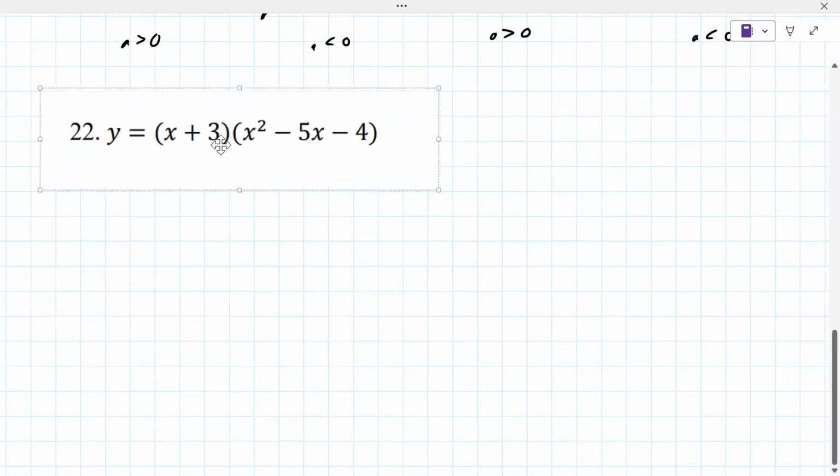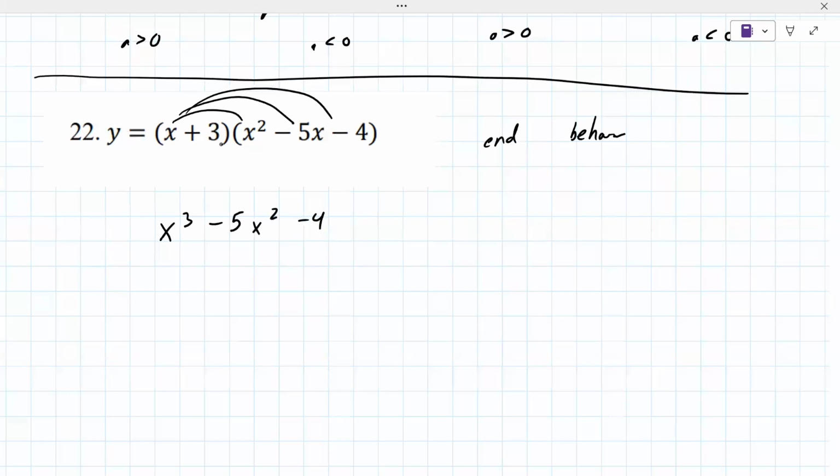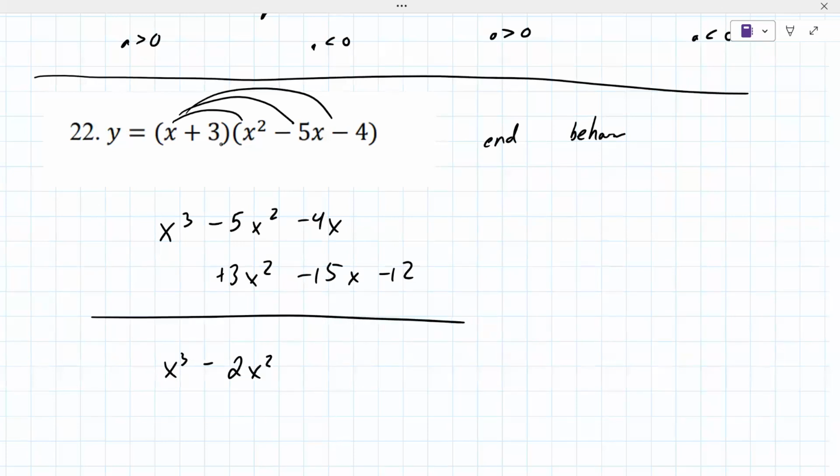And they'll ask you for the same thing that I just asked you, what's called the end behavior. Now, what you don't do is you don't have to multiply the whole thing. We will for the first one just to get some practice, but in general, you don't have to do that. So this is x cubed minus 5x squared minus 4x plus 3x squared minus 15x minus 12, x cubed minus 2x squared minus 19x minus 12, like that. And now you have it in the form that you want.